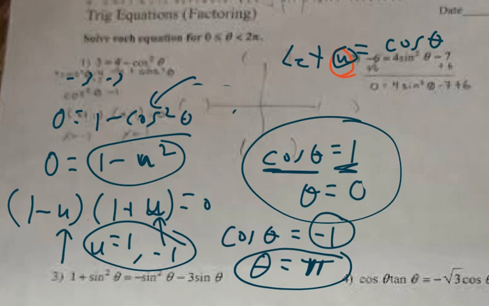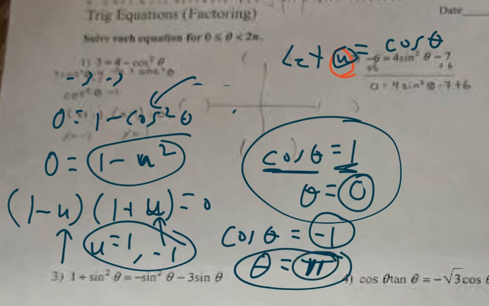Now where is cosine equal to 1? Hopefully you can look at your unit circle. There's only one place where cosine is 1, and that's at 0. And there's only one place where cosine is negative 1, that's at pi.